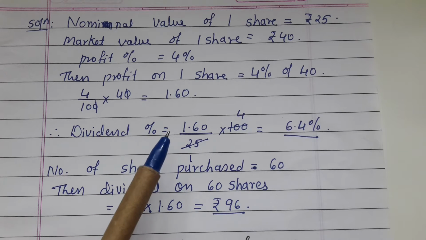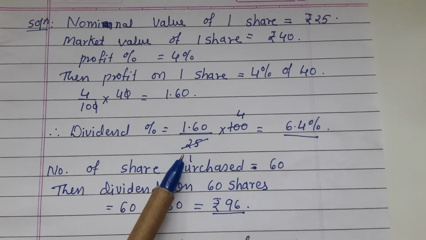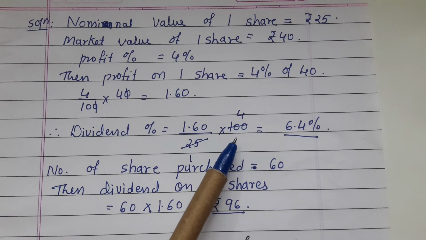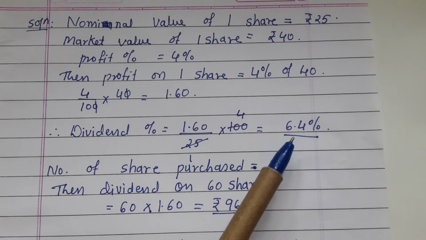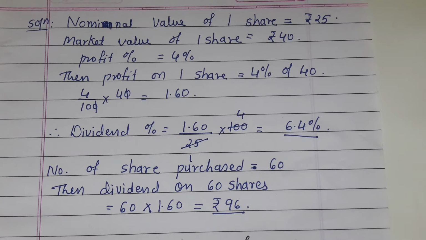Dividend percent is equal to 1.6 upon 25 into 100, that is equal to 6.4%. Number of shares purchased, 60. Therefore, dividend on 60 shares is 60 into 1.6, that is equal to rupees 96.